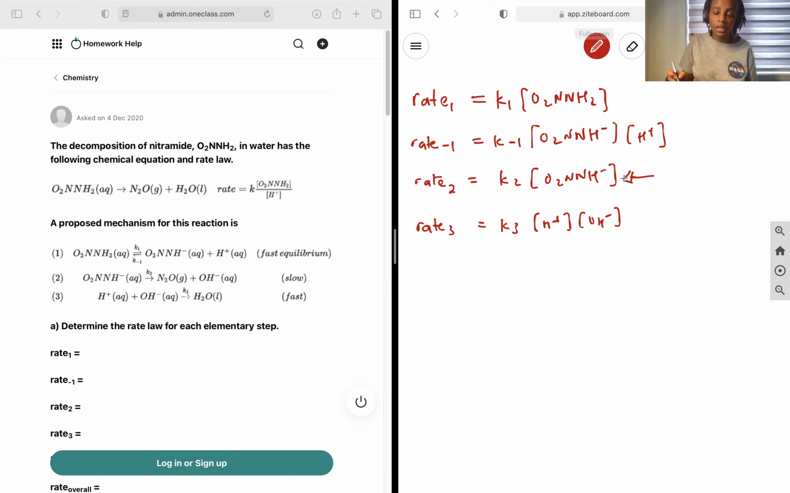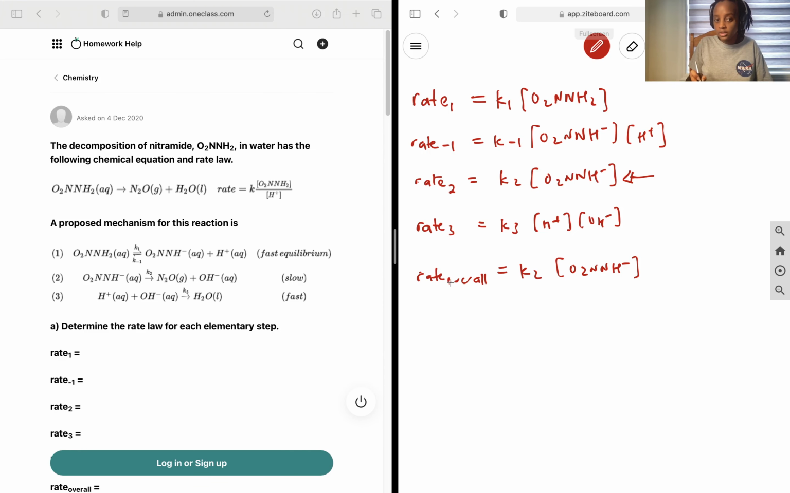The reason why is because the reaction can only move as fast as its slowest mechanism, because you can't have the third mechanism until the second one is complete, which means the reaction isn't complete yet. And so our rate overall is going to be equal to K2 times O2N and NH minus.